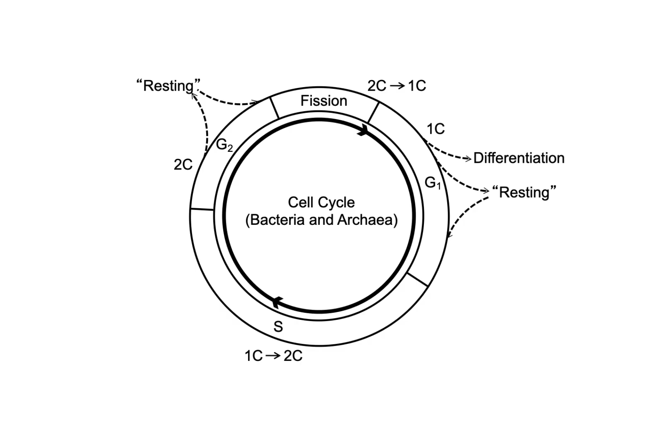The cell cycle in bacteria and archaea is fairly simple. If we start at a 1C level over here in what's called the G1 or GAP1 phase, the cells can be spores. They can rest for quite a while and then come back. Some cells actually differentiate, so they may differentiate as well.